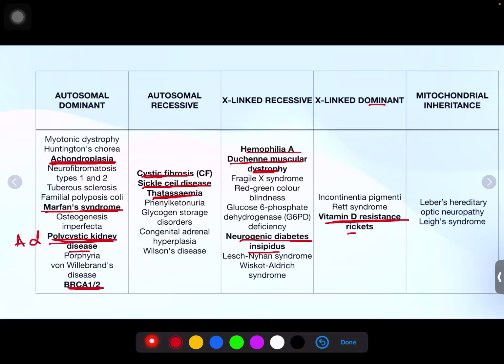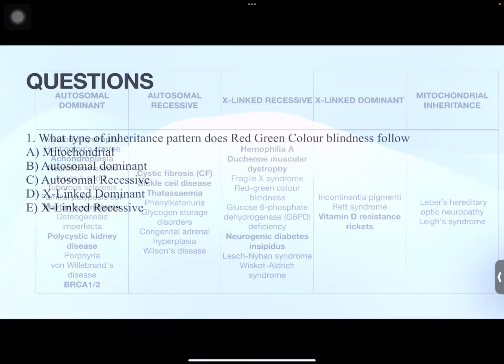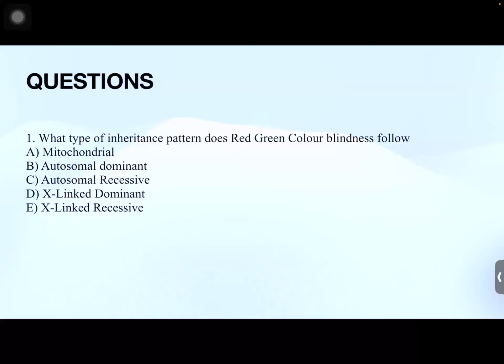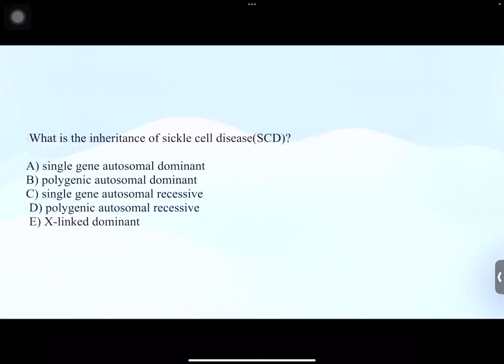Mitochondrial inheritance diseases are not actually that important. Just have to memorize these names of the diseases. Okay, they can ask anything else, but you have to memorize these important examples of these syndromes. So this was all about today's lecture. And coming to the few questions, you have to memorize these, or if there's any question, you can get it.